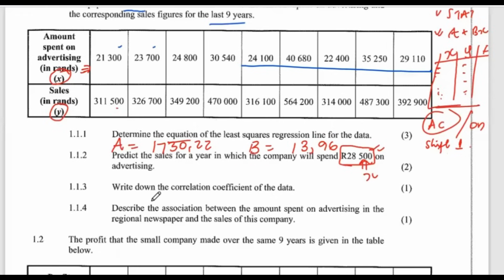Okay, then 1.1.3, write down the correlation coefficient of the data. So when you press Shift and 1, you go back to the steps that we did, and then you look for the R.